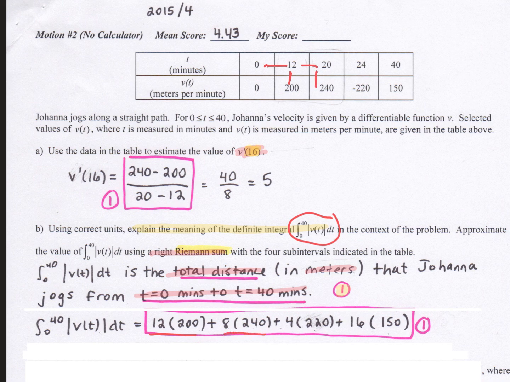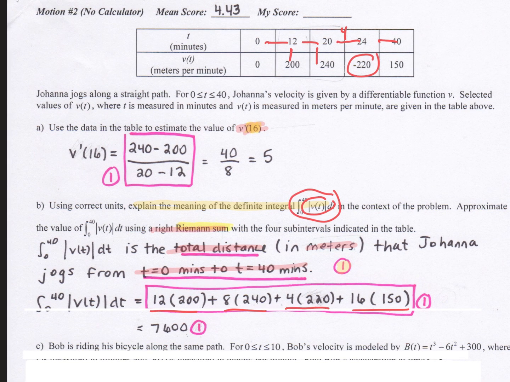Be careful on this next one. My interval from 20 to 24 is 4 units wide. But since this is the absolute value of velocity, that negative 220 needs to be absolute valued before I pull it into my right Riemann sum. So it's 4 times a positive 220. And then 16 times the 150. And that is my right Riemann sum. There's no requirement that you simplify this. You earn a point for that right Riemann sum and a point for the answer. If you don't simplify it, then you simply just earn 2 points for the answer that I have boxed.